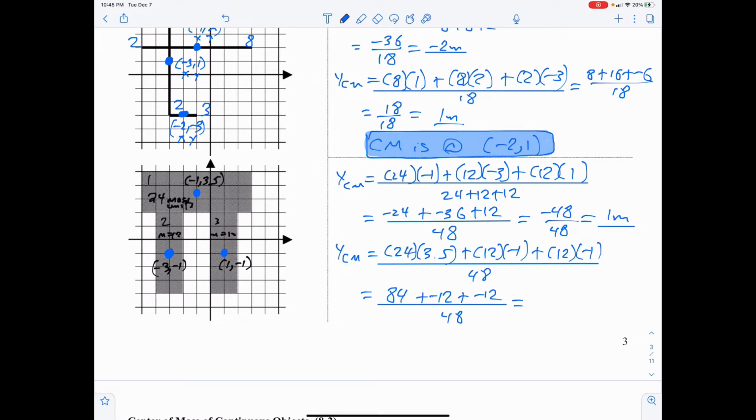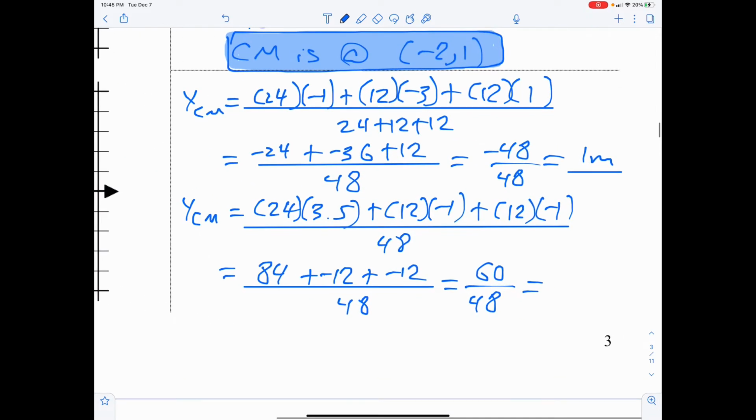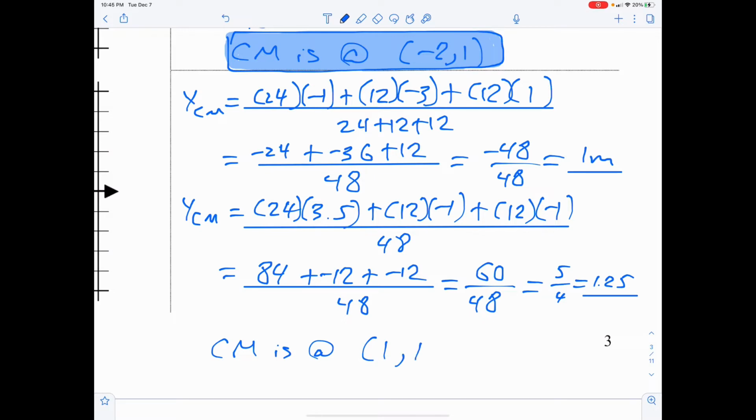Okay, so 84 minus 24 would be 60 over 48, which is, well, let's see, 12 goes into 60 5 times, 12 goes into 48 4 times, that's 1.25. So 1 1/4. The center of mass for this one is at negative 1 and then 1 1/4.